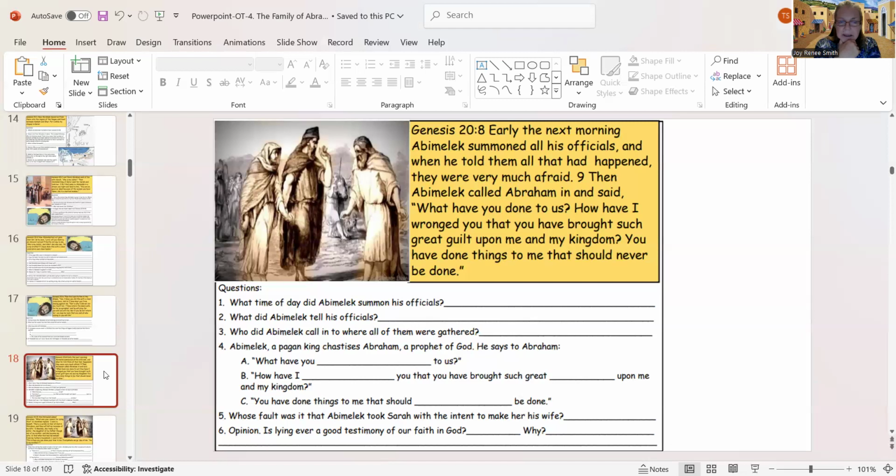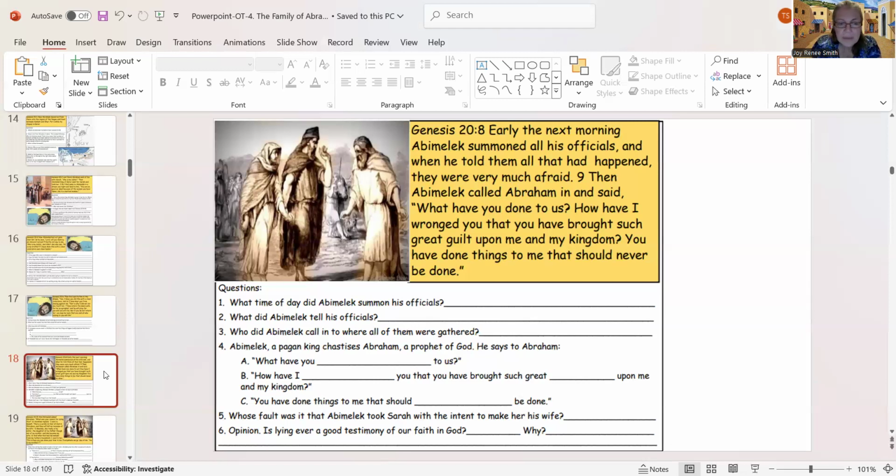Abimelek, a pagan king, chastises Abraham, a prophet of God. He said to Abraham, "What have you done to us?" And, "How have I wronged you that you have brought such great guilt upon me and my kingdom?" There is really a belief here that you do not take other people's wives. You have done things to me that should never be done. That is, give me your wife and therefore curse me.